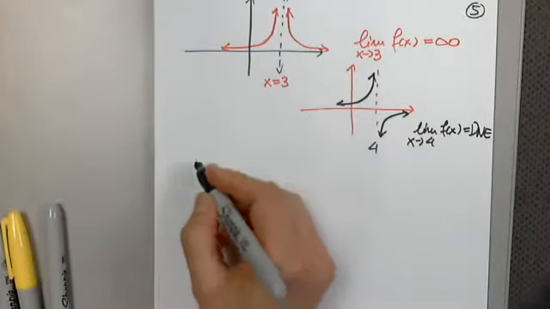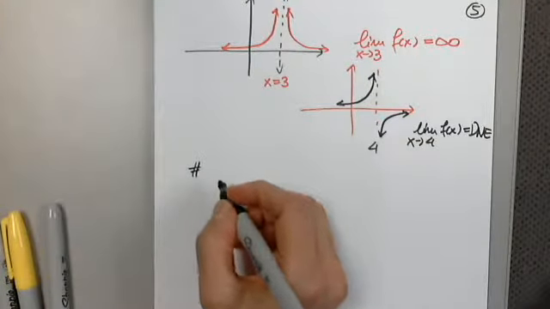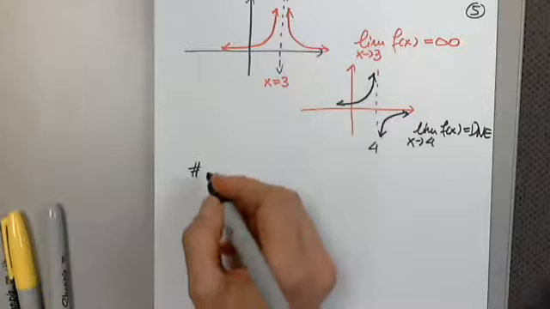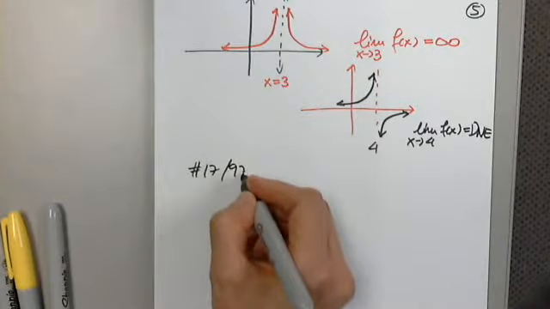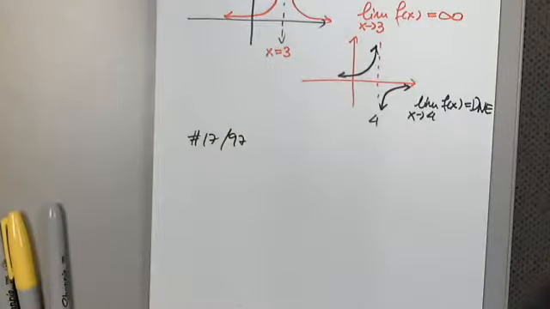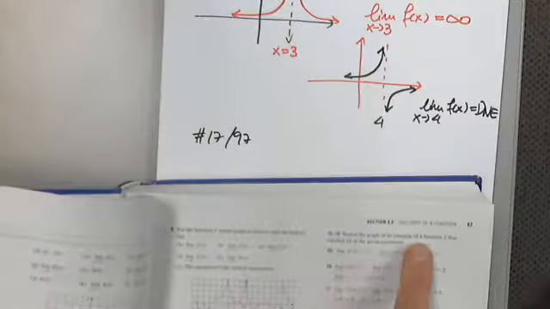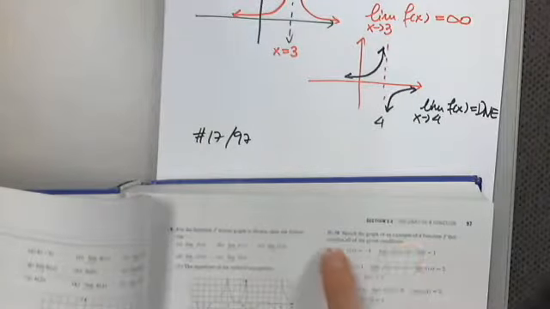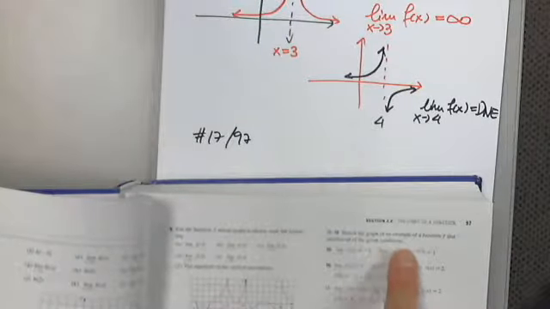Example, this is on page 97, problem 17. Let's read the problem first. Sketch the graph of an example of a function f that satisfies all the given conditions. So in this particular case, there is more than one correct answer. So sketch the graph of an example of a function that satisfies all the given conditions.